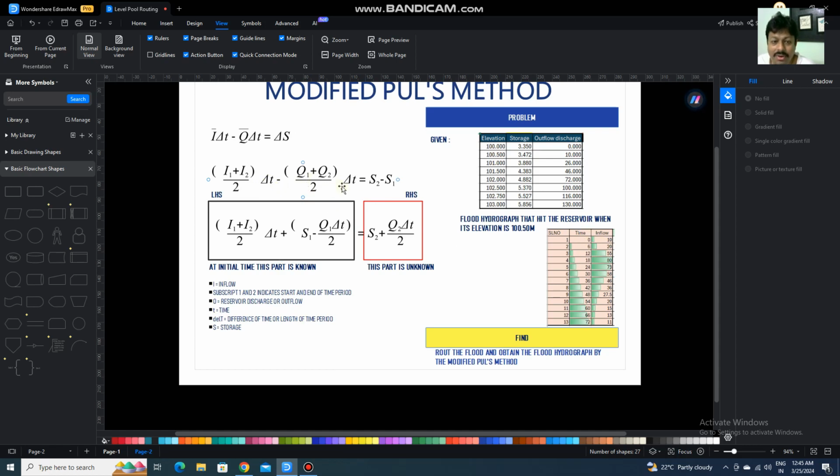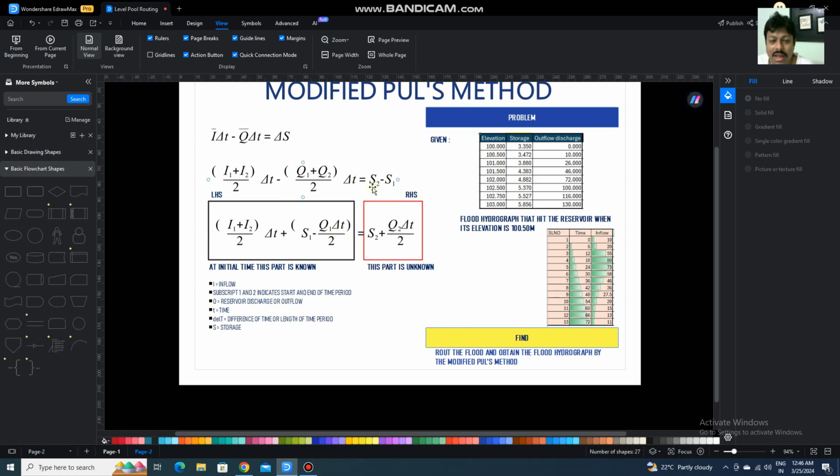Similarly for Q, this is the outflow, Q at 1 plus Q at 2 divided by 2. Q at 1 means the outflow at the time the flood has entered the reservoir, or the initial time of the period. So Q1, this one Q1. Here inflow is written, but it would be outflow for Q1. So Q1 plus Q2 divided by 2 means outflow at the entering or initial time plus outflow at the ending time, divided by 2, multiplied by del T, the length of the time period, which in our case is 6 minus 0, 6.